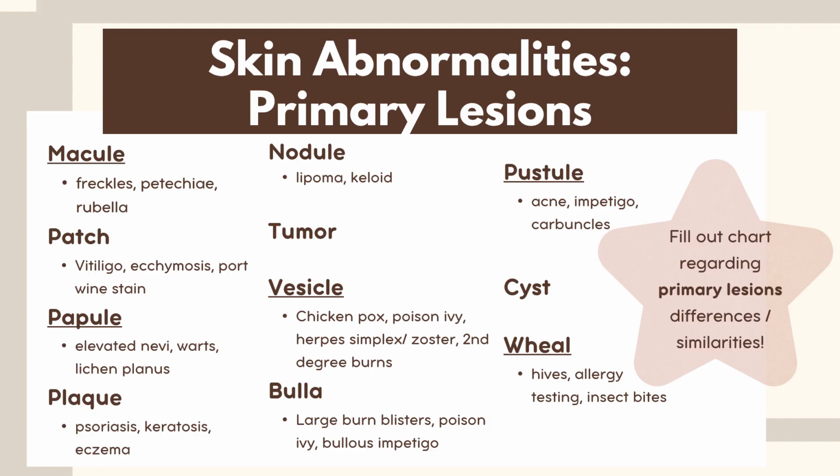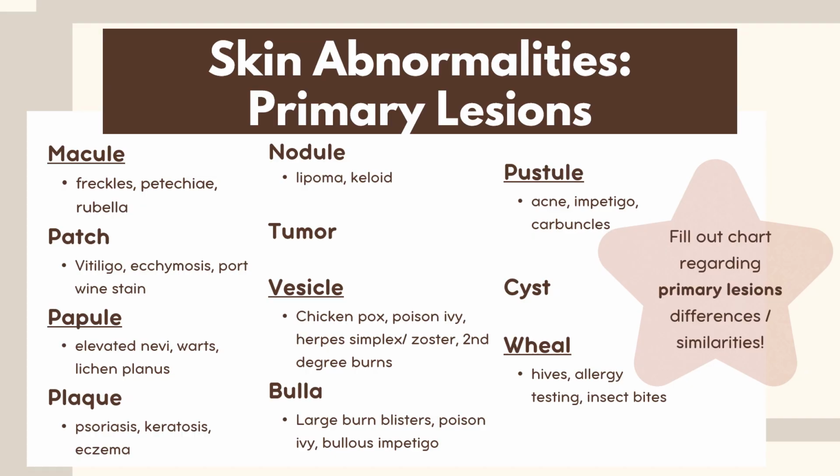Then you have a pustule. This is a vesicle or a bulla that is pus filled. So it's not just a serous fluid, it is going to be pus filled. So we're going to think impetigo, acne as examples. Then you have a cyst. So this is an encapsulated fluid filled or semi-solid mass located in the subcutaneous tissue or dermis. So we have sebaceous cyst, epidermoid cyst. Those are just some examples.